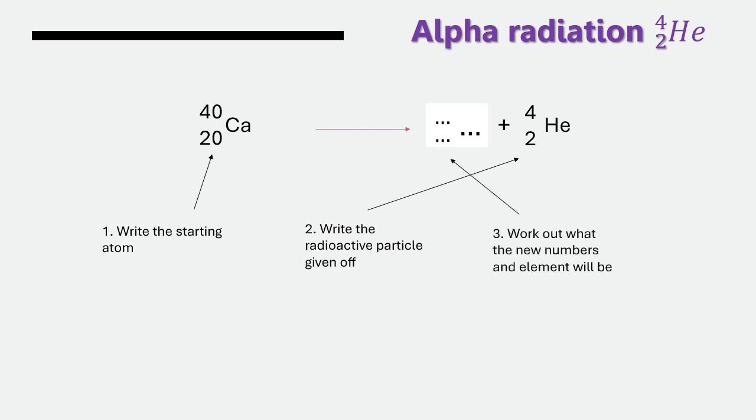Now we can work out what the new numbers will be with a simple bit of maths. 40 minus 4 gives us 36 on the top, and 20 minus 2 gives us 18 on the bottom. So if we look up now what element 18 is in the periodic table, the thing with an atomic number of 18 is argon. So we can write in our new element as 36 18 argon.